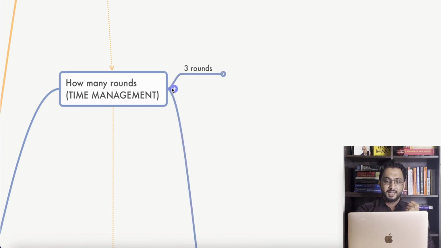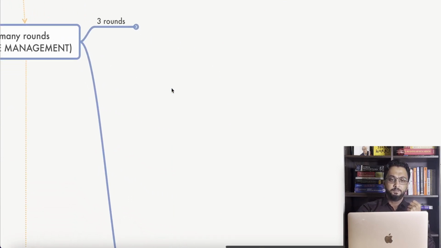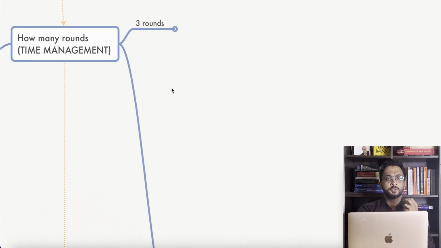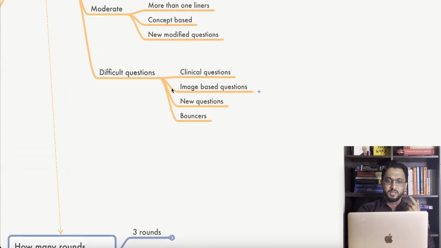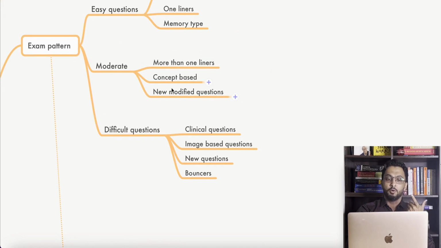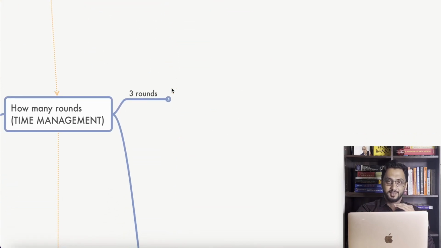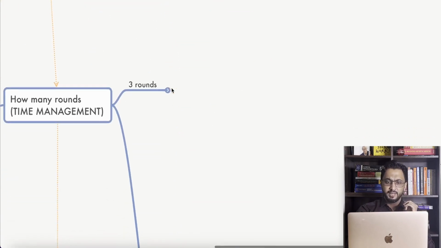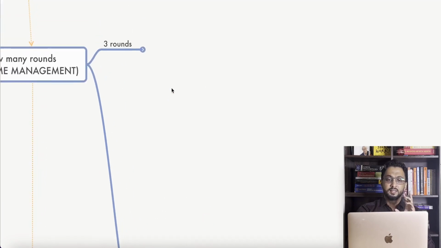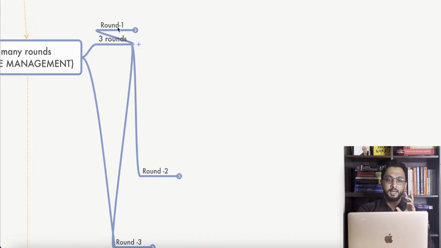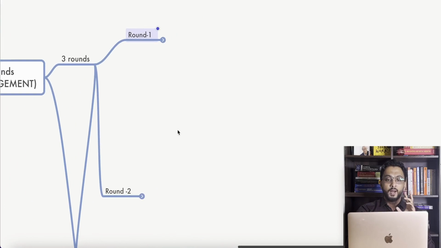Now, how to manage your time? Basically, I tell students to attempt the paper in 3 rounds. How many types of questions do we have? Easy, moderate, difficult. So 3. There's a slight variation, but I'll let you know. And there are certain things you have to keep in mind. So basically, your round 1 is going to be how?